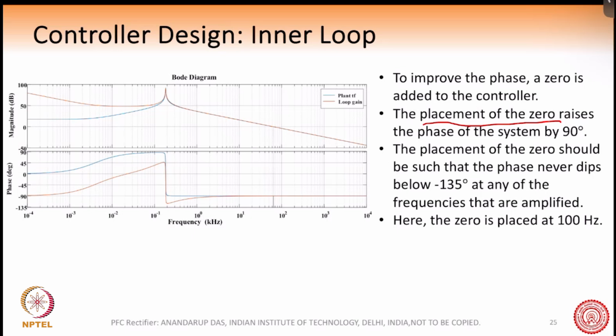You can see here the phase plot now goes to minus 90 degrees, right? So it has shifted up. The placement of the zero raises the phase of the system by 90 degrees. But we always want the placement of the zero to be such that the phase never dips below minus 135 degrees. That means we have about 45 degrees phase margin. And so we have placed a zero around 100 hertz, and therefore we have shifted the plot up.